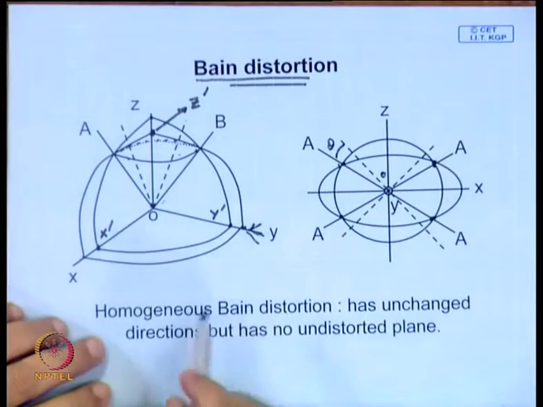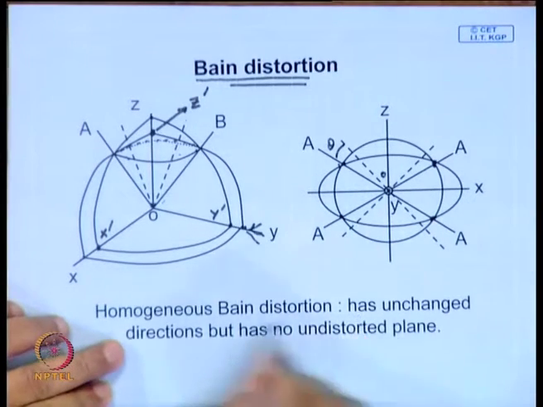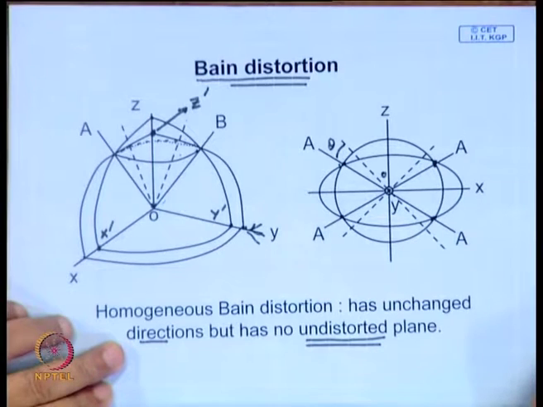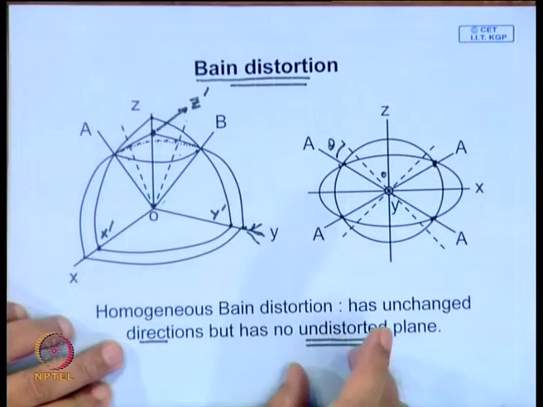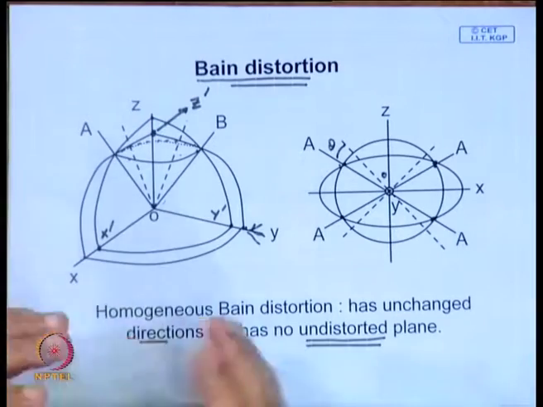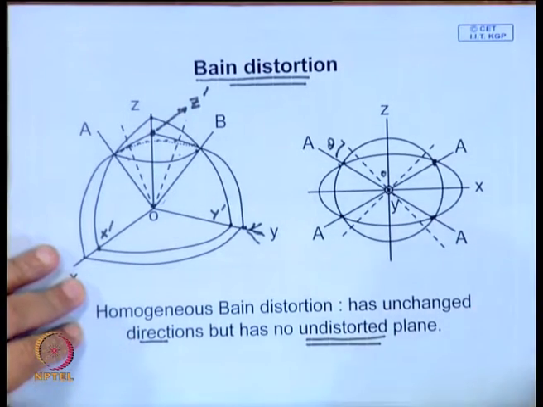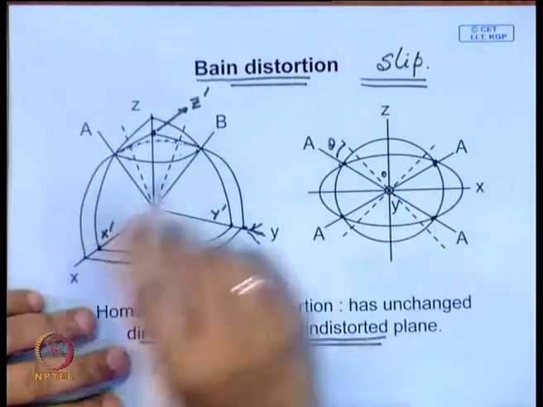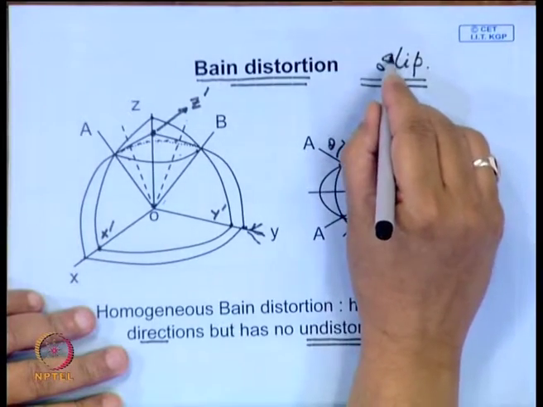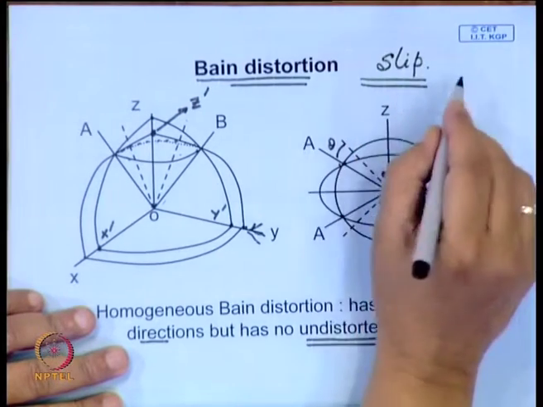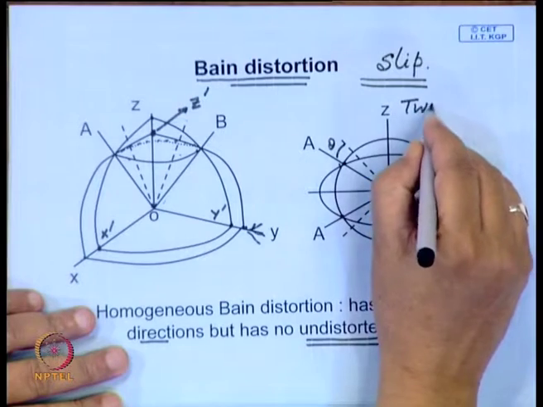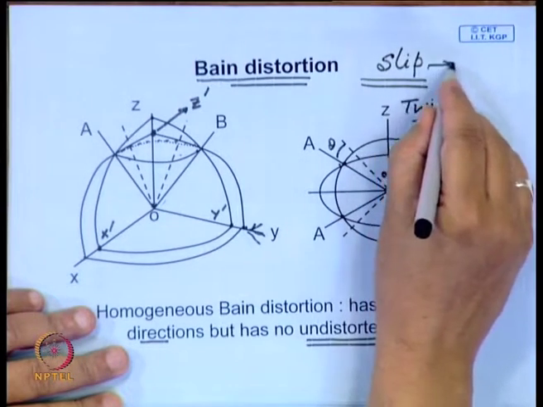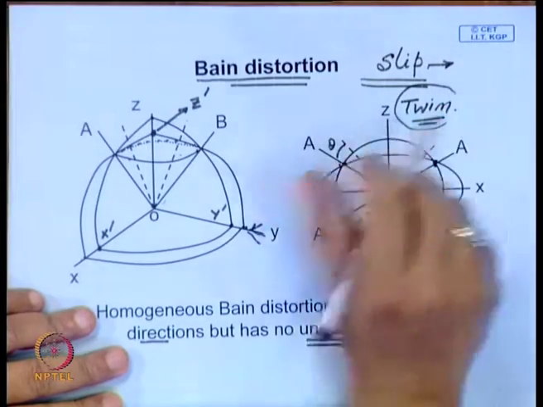So, what it means is that homogeneous Bain distortion has unchanged directions, but has no undistorted plane. And therefore, to accommodate that kind of deformation will be extremely difficult. So, the crystal will deform, and through this deformation it can relax the stresses, and this is possible through two processes. One is slip, and we have seen earlier slip is a simple shear process, which is actually made up of some amount of rotation involved. Another is twin. Now, slip can take place through dislocation glide, whereas twinning involves some kind of lattice rotation.